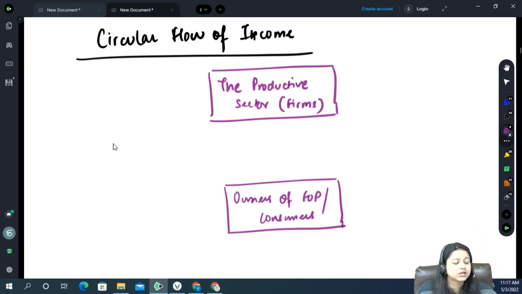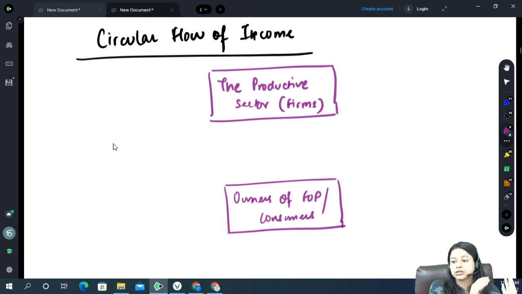Two different sectors. Later on, as we move ahead, we'll be adding government, the external world, banks, all these things. So here, the first thing we have to know is that the owners of the factors of production will provide what? Factor services. What are these factor services? Land, labor, capital. This center where you are sitting in, this land is owned by someone else.